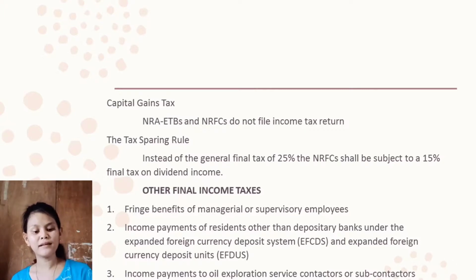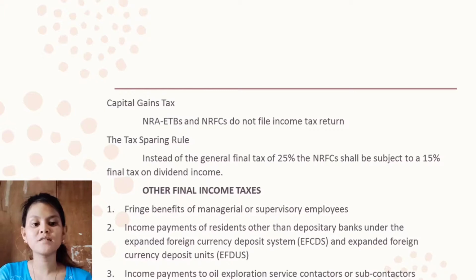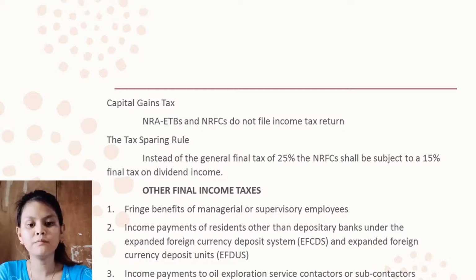The capital gains tax is the tax imposed on the gains presumed to have been realized by the seller from the sale, exchange, or other disposition of capital assets. For the tax-sparing rule, instead of the general final tax of 25%, the NRFC shall be subject to the 15% final tax on dividend income.